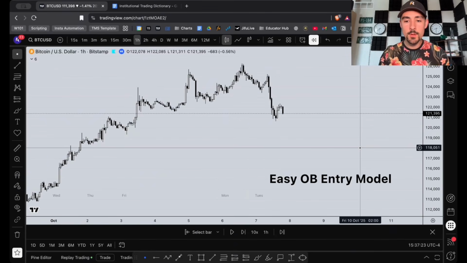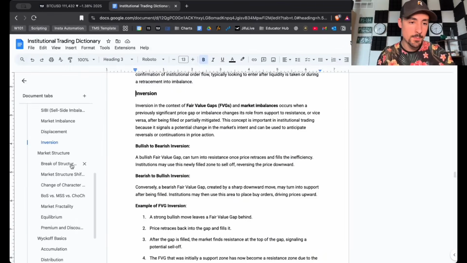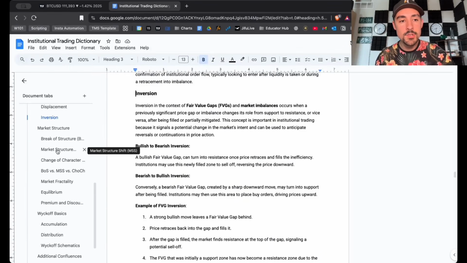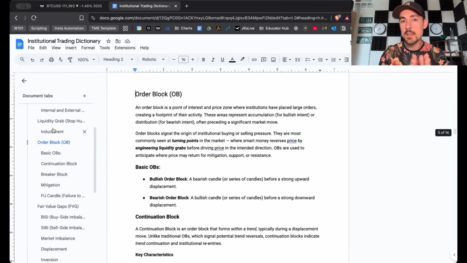Now, what we're going to be overviewing is an order block entry model. And for anybody on here that doesn't have the context of what exactly an order block is, I'm going to pull this up in my institutional trading dictionary. This is something that every single one of our students has access to, and it basically gets the nitty-gritty details and puts into perspective exactly what certain concepts are that we use with our style of trading.